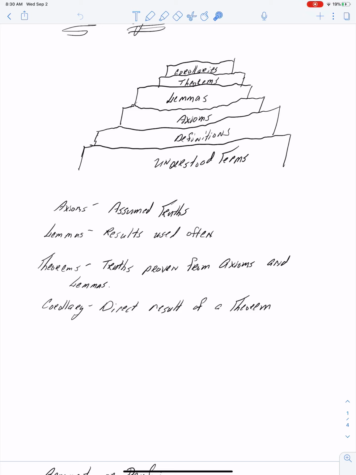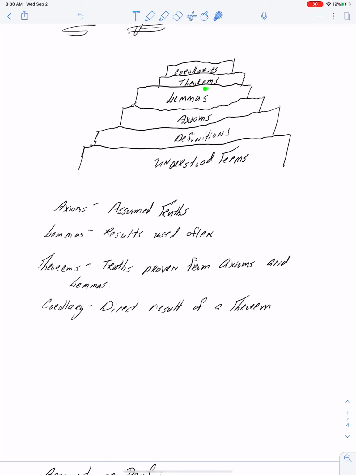All right, and then what's built on top of axioms? We have what's called lemmas. What's a lemma? Well, a lemma is a proven truth that we use to prove other truths. And if we use a result often, we'll call it a lemma, we'll pull it out, we'll write it, and we will refer to it at times.